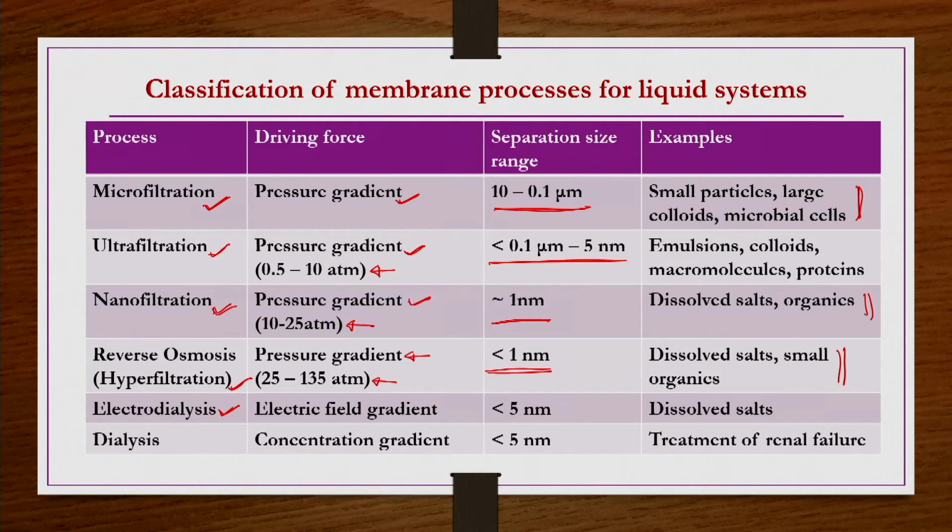If the process is electrodialysis, then an electric field gradient is the driving force, good for separating molecules or particles of size less than 5 nanometers, better for separation of dissolved salts from the solution. If you have dialysis, then concentration gradient is the major driving force, and this is good for separating particles less than 5 nanometer size. Examples: treatment of renal failure patients.